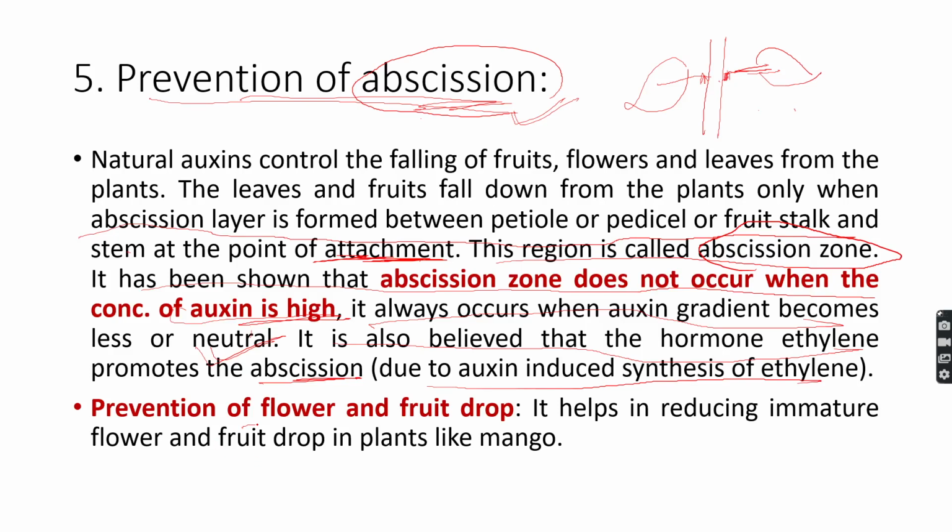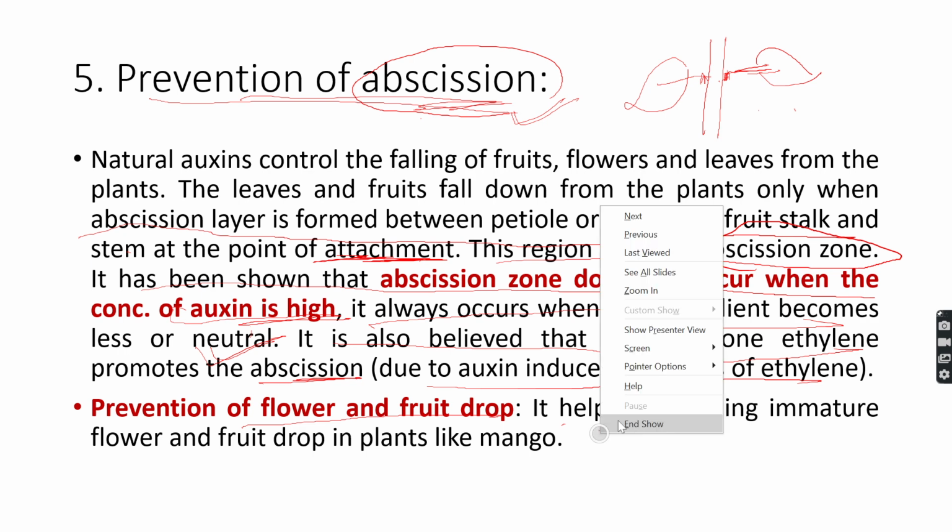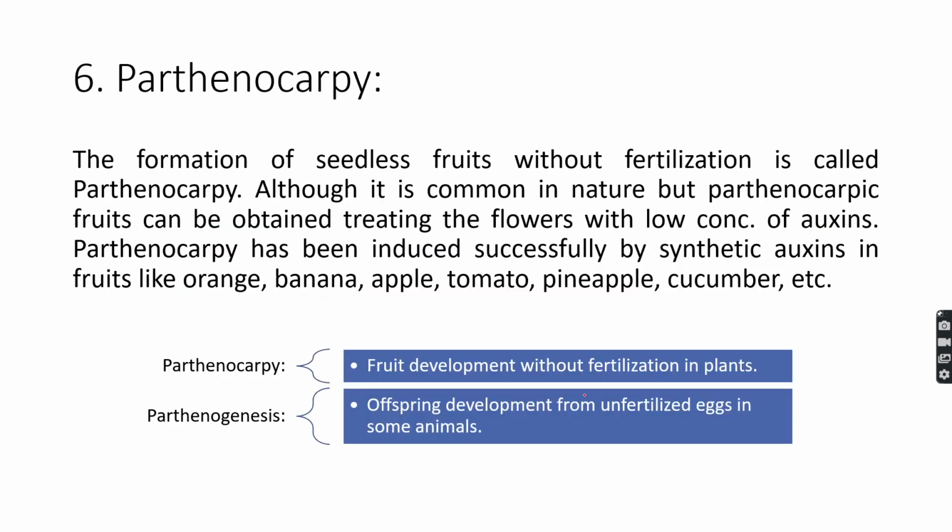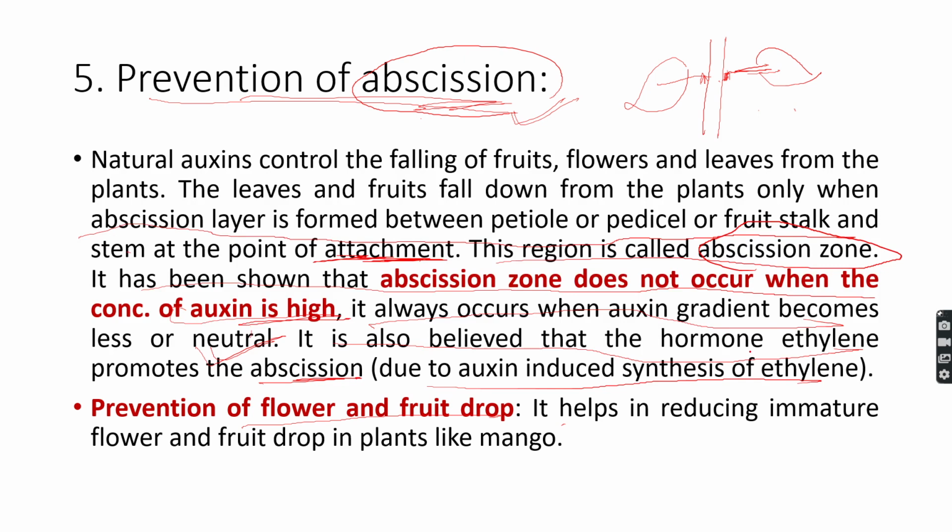The prevention of flower and fruit drop is also happening because of auxin. We farmers used to apply different types of auxin to reduce the flower and fruit drop in plants like mango. In solanaceous crops also it is being used.